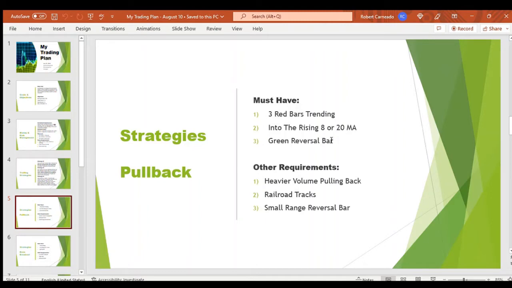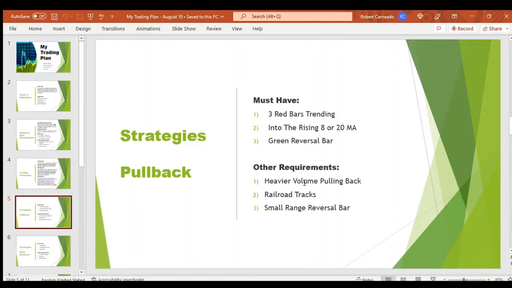A couple of things: we'd like that to be a smaller range reversal bar, so I'll show you why. We'd also like railroad tracks, which means that the 8 and the 20 are moving in the same direction in unison, almost like railroad tracks. It's a pretty powerful momentum tell. And heavier volume pulling back, I'd like to see that, so the sellers get exhausted when the three red bars come down and maybe it's time to buy.